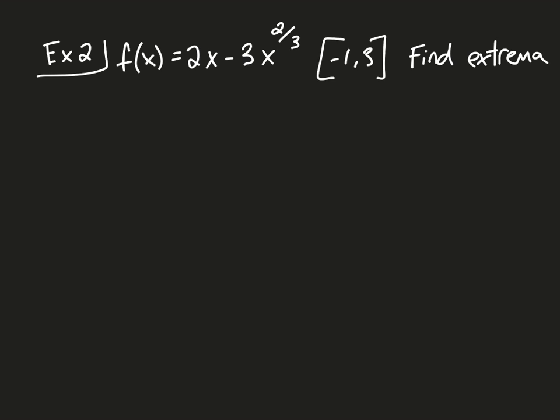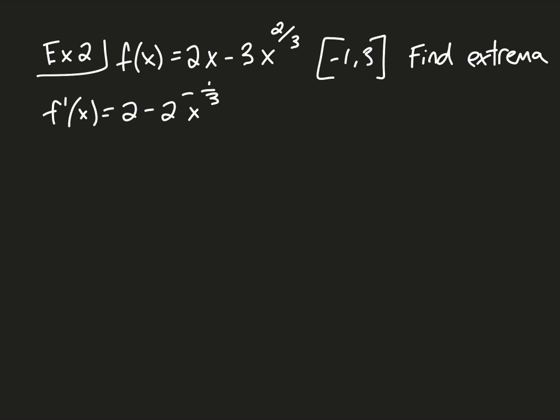All right, so let's go through this full process. We want to find the extrema for our graph. That means we want to find the max and the min. We have a function defined over the closed interval -1 to 3. Let's first start by trying to find the derivative function. Go ahead and pause the video and then unpause once you've found the first derivative.